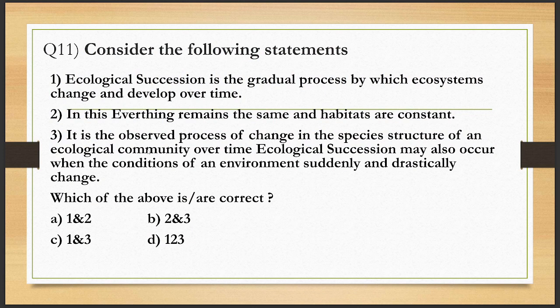Consider the following statements. First, ecological succession is a gradual process by which ecosystems change and develop over time. Second, in this everything remains the same and habitats are constant. Statement 3, it is observed that it is a process of change in which the species structure of an ecological community changes over time. Ecological succession may also occur when the conditions of the environment suddenly and drastically change. Now, which of the above is or are correct? A 1 and 2, B 2 and 3, C 1 and 3, or D 1, 2 and 3.